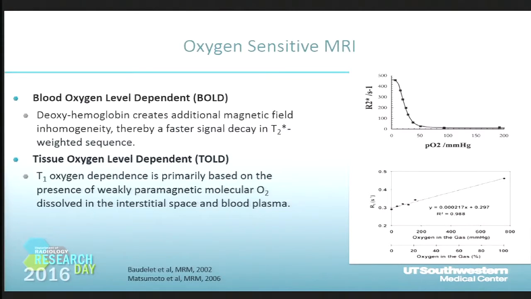Before I move on to the MR results, I wanted to briefly remind you of the contrast we're looking at. BOLD is sensitive to deoxyhemoglobin, and TOLD is sensitive to the oxygen molecule. Both of them are paramagnetic, and the relaxation times R2* and R1 will reflect the concentration of either deoxyhemoglobin or the oxygen molecule. From there, you have an indication of the oxygenation in the tumor.